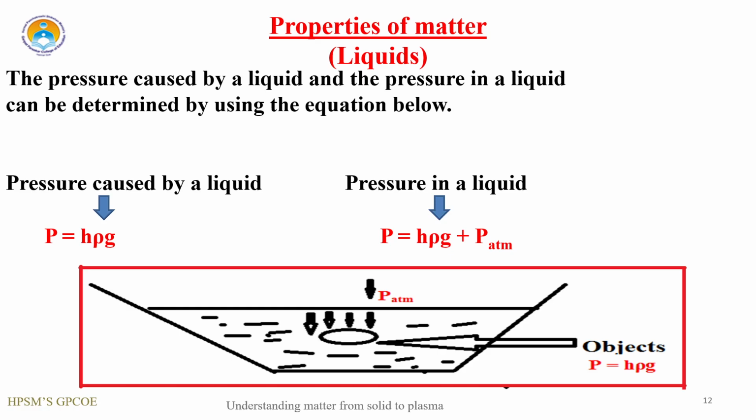Now further we are going to see the pressure caused by the liquid, and the pressure in a liquid can be determined by using the equation below. So the pressure caused by a liquid is given by this example, where we have one object exactly in the middle of the container. Then we can say that the pressure caused by the liquid is P equals h rho g. But there is another atmospheric pressure that will act on the surface of the liquid wherein the object is there in the middle of the container. Then we can say that the pressure in a liquid will be determined by this equation: P equals h rho g plus P atmospheric pressure.